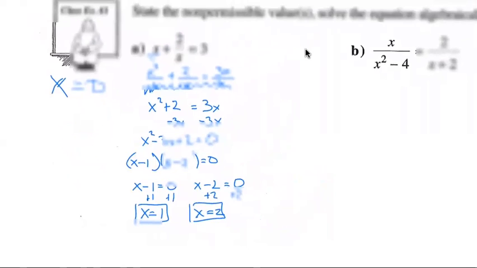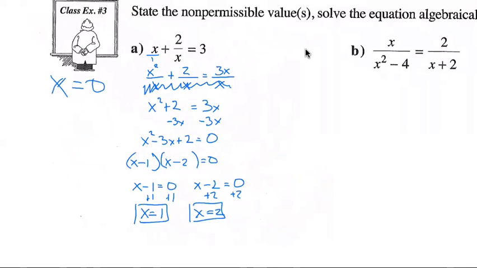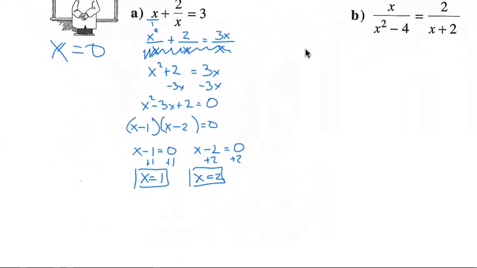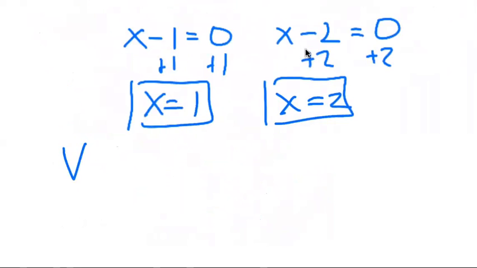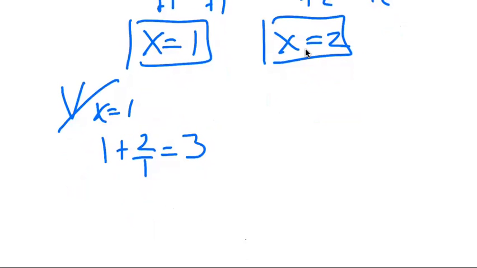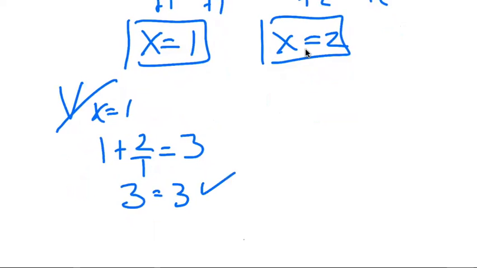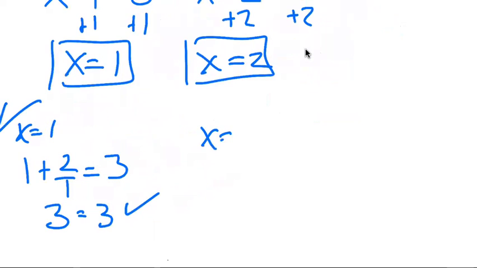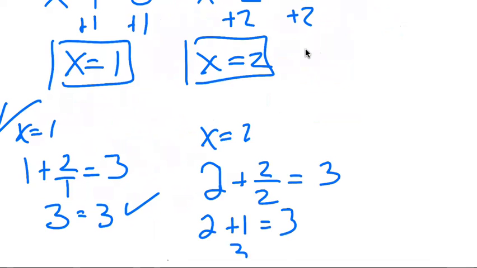Check my non-permissibles. Both of these are not a non-permissible, so I have to verify both answers. I'm going to verify x equals 1, which means I'm going to get 1 plus 2 over 1, which is equal to 3. So my left-hand side, right-hand side, this is 3 equals 3. This is true. I'm going to verify x equals 2. 2 plus 2 over 2 is equal to 3. Well, 2 plus 1 is equal to 3. 3 is equal to 3.